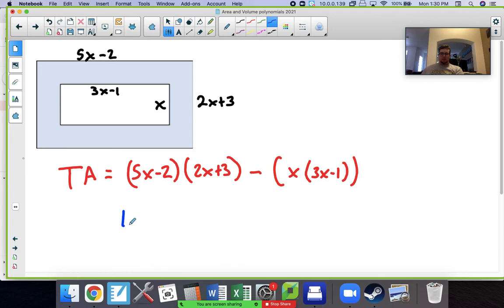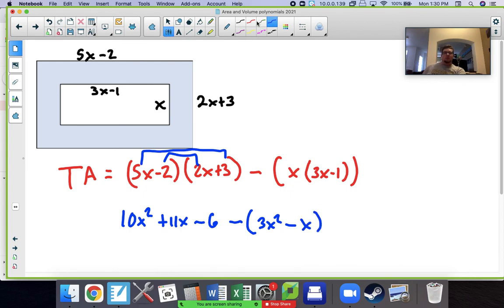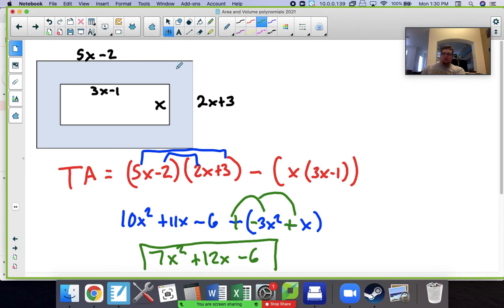So I get 10x squared. So that's 15, that's negative 4, so we get positive 11x minus 6. Then we distribute, we get 3x squared minus x. Before I subtract, I want to distribute this negative symbol. So I get a plus, that's a minus, this is a plus, so everyone switches signs. 10x squared minus 3x squared, 7x squared. 11 plus x gives us positive 12x, and then the minus 6 goes along for the ride. There's the area of the shaded region.